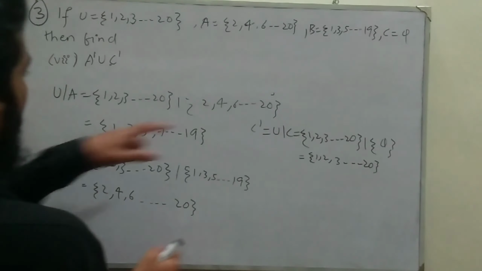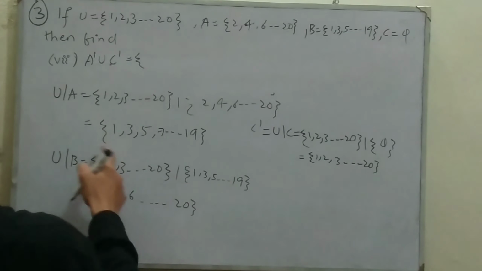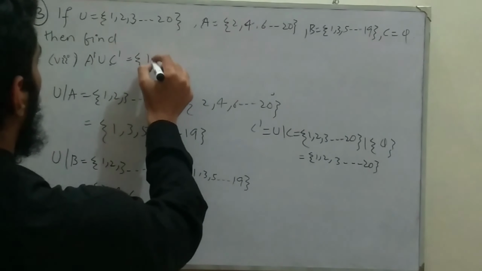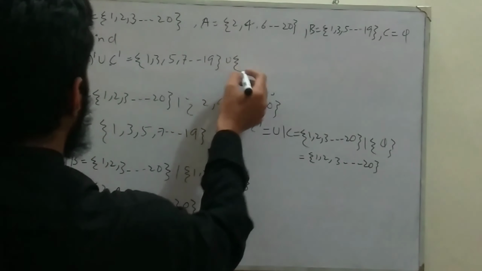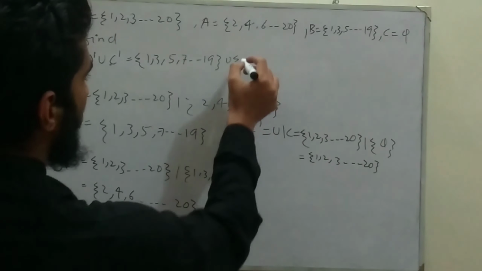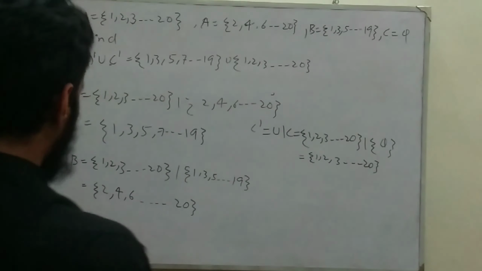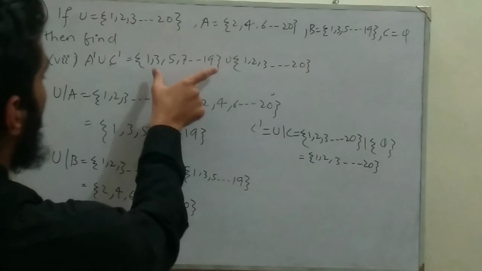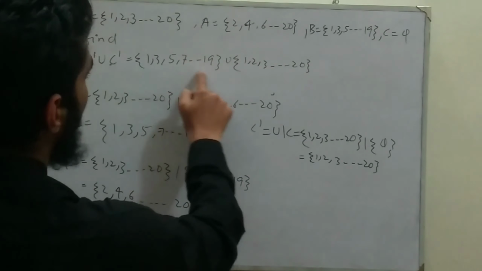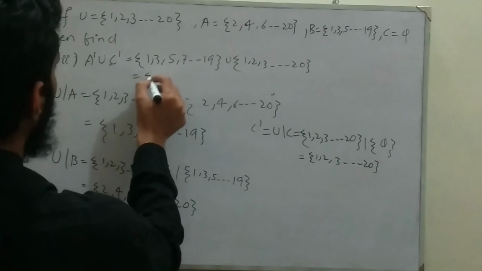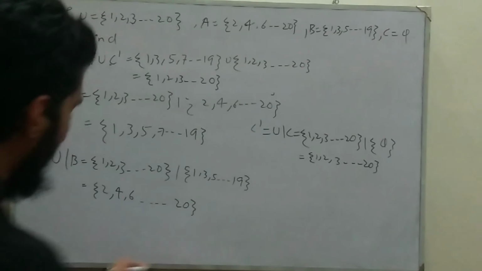Now put C complement and A complement here and find the required result. A complement is 1, 3, 5, 7 to 19. Union C complement is 1, 2, 3 to 20. Union means all those elements which are present in this set and this set. This will be our union. So all those elements from 1 goes to 20. This is our required result.